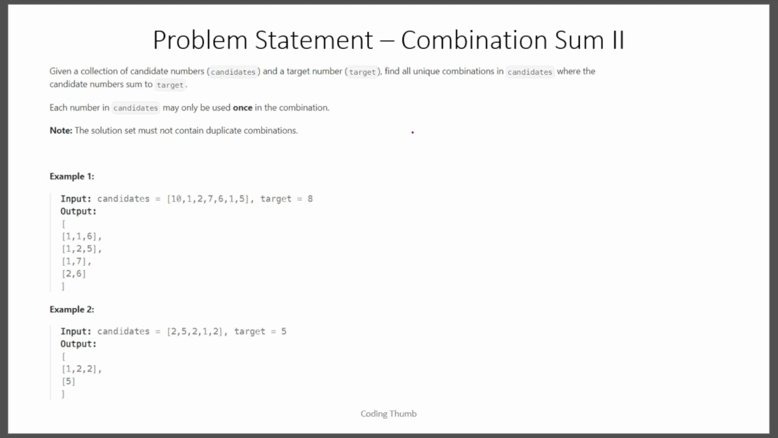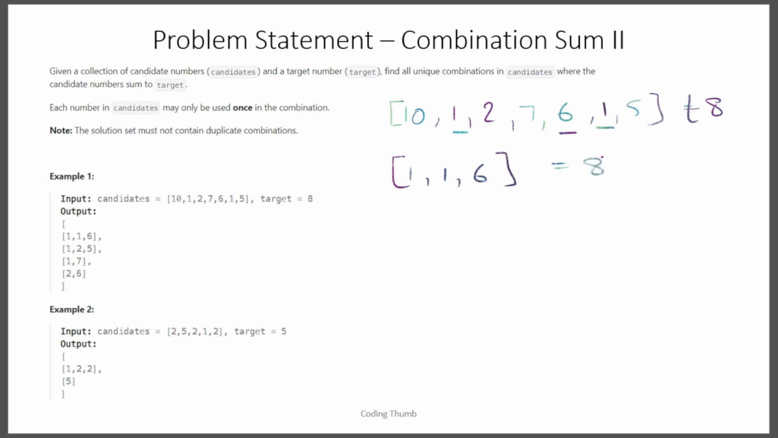Let's take an example to understand this better. Our given input is 10, 1, 2, 7, 6, 1, and 5, and our target is 8. So to do this, we can take 1, 1, and 6. So this could be one of our combinations, which adds up to the target 8. Another we can take is 2 and 6. So we can take 2, 6, which adds up to 8.